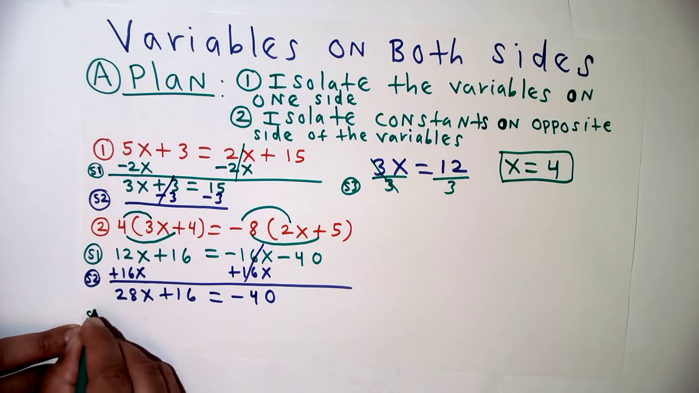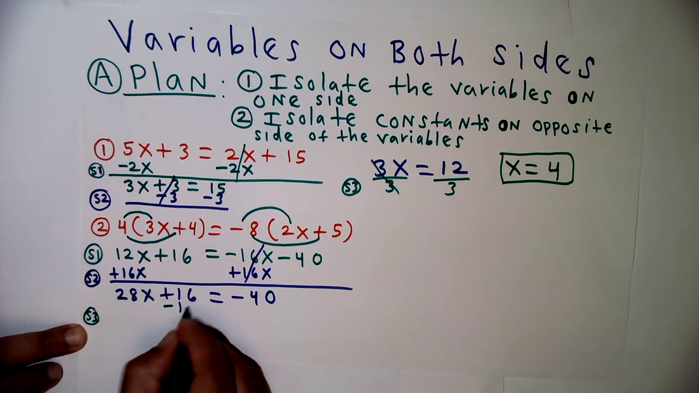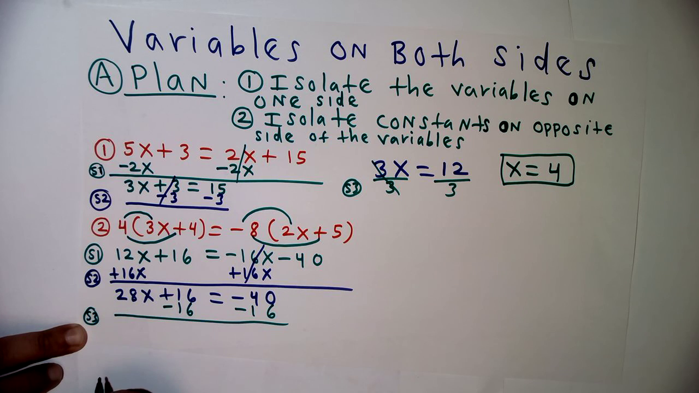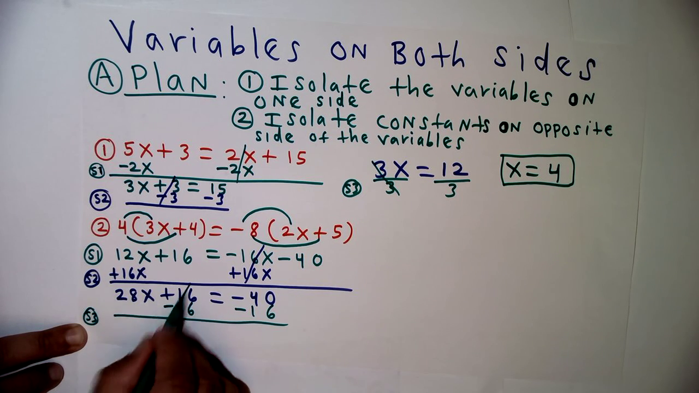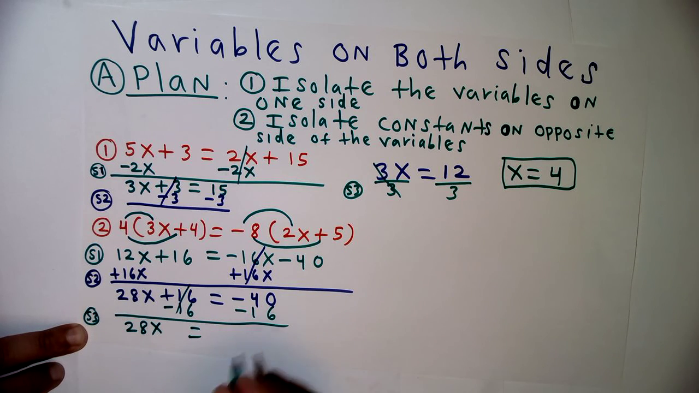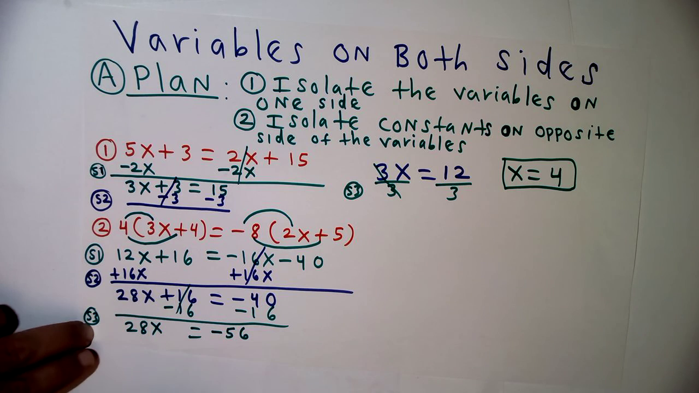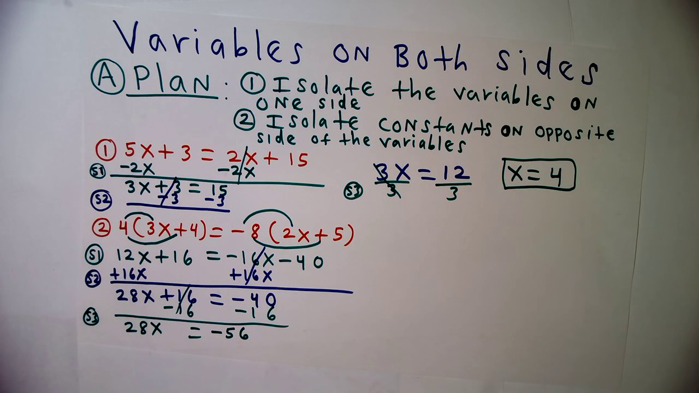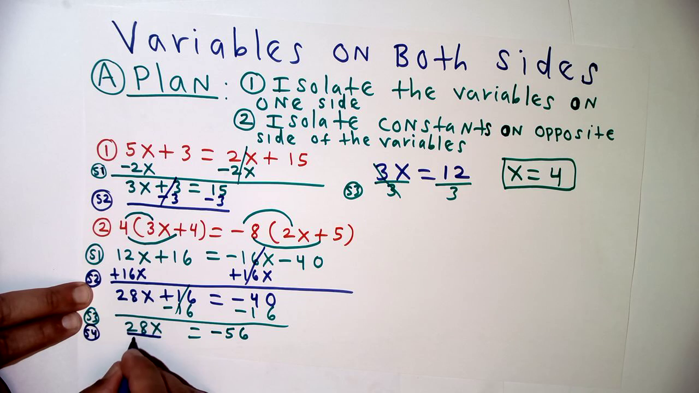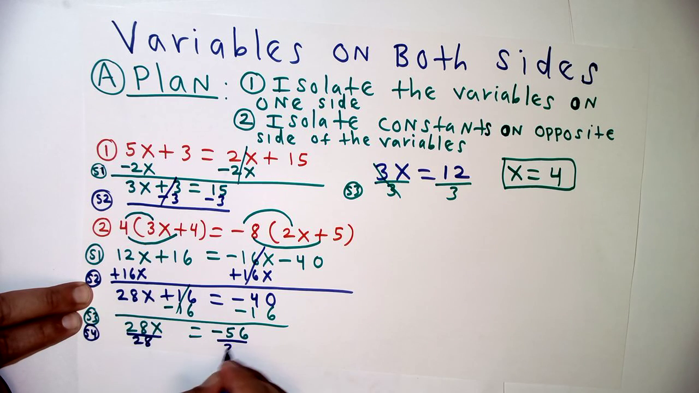So my step 3 here is going to be, since this is plus, negative 16 here. What you do to one side, don't forget, you do to the other. The plan is for this to cancel out. Now I have 28x equals negative 40 take away 16 is negative 56. And now my last step clearly is going to be to get rid of the 28. Since I'm multiplying, my final step is going to be to divide both sides by 28.